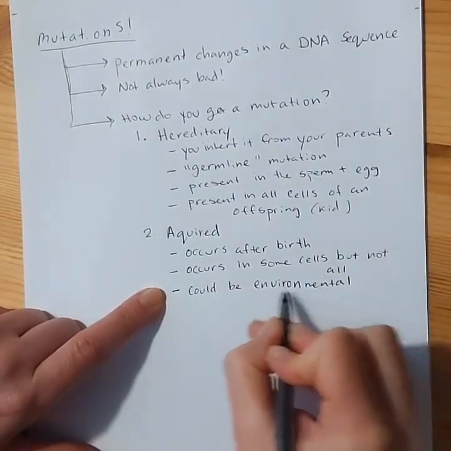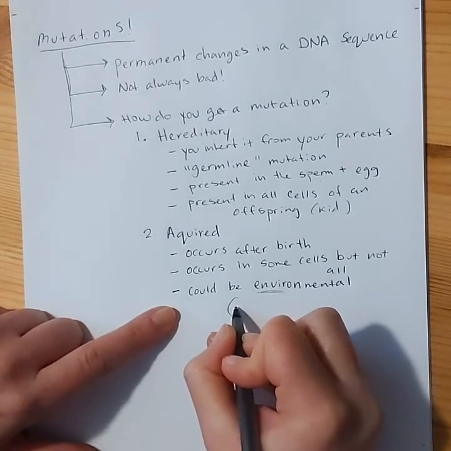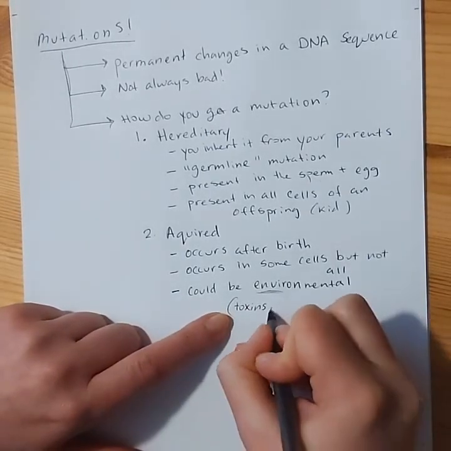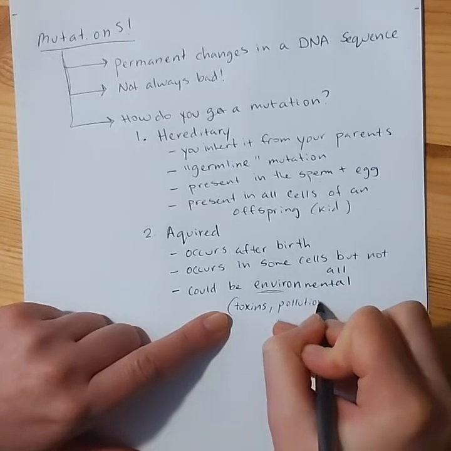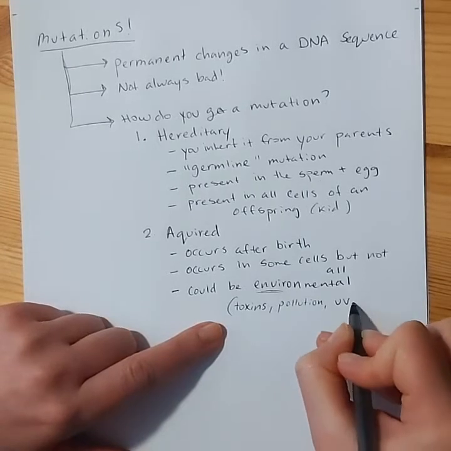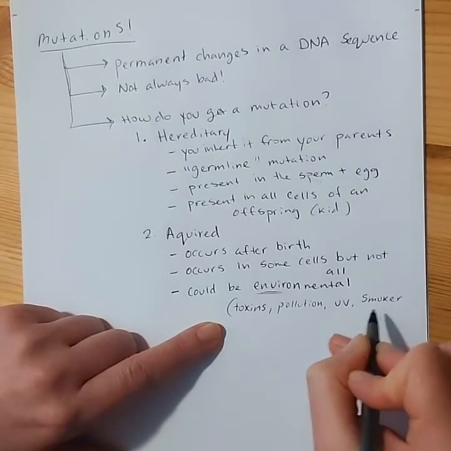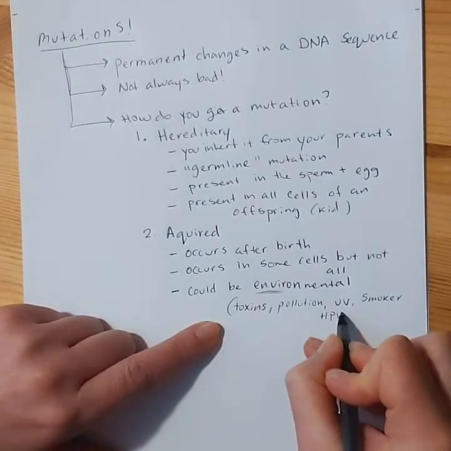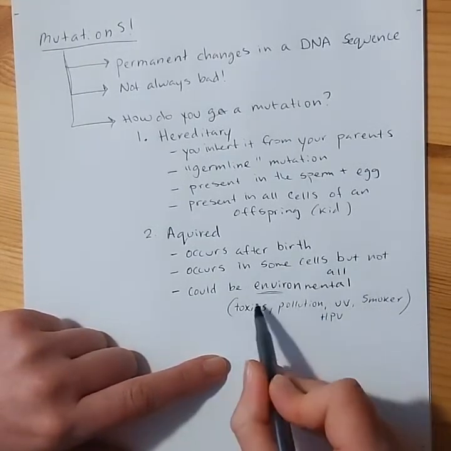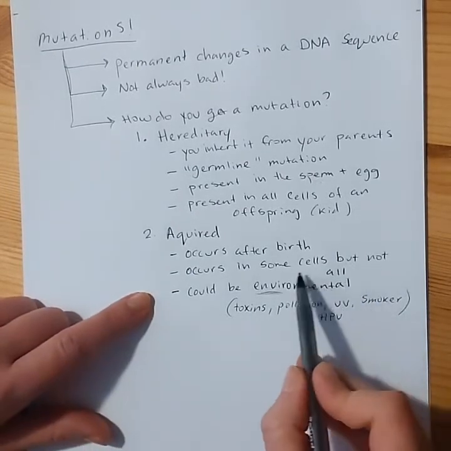What do I mean by environmentally caused? That would be things like toxins in the air, or your water, or your food, pollution, UV radiation, too much exposure to sun. This could also be environmental, like what you're choosing to do with your body, like if you're a smoker, or if you have exposure to the HPV virus, that causes mutations in cells. So these are environmental. They happen after you're born. You're not born with them, and it will occur in some cells.